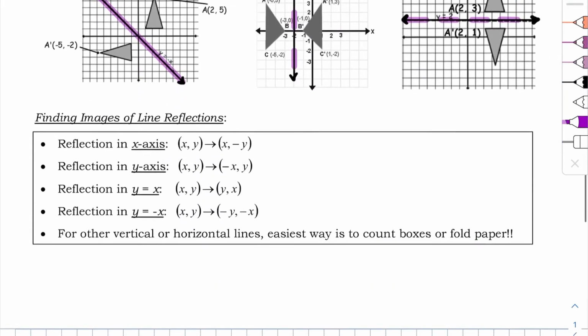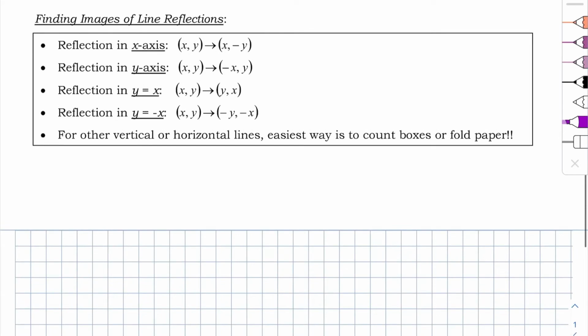So now let's talk about some strategies for doing reflections. The first strategy that I would recommend is to count boxes. We will look at how to do this in just a minute. The other option is to use the rules provided to you here in this box.